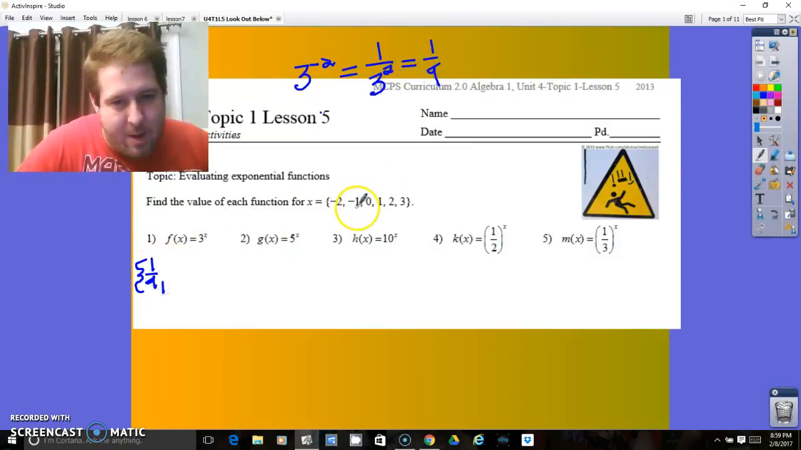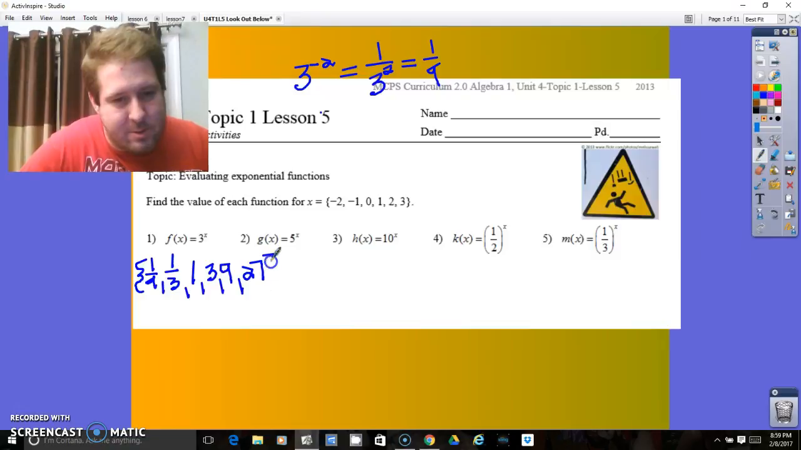And then you're going to see a pattern here. So to the negative first would be 1 over 3. And then the next one would be 1, and then 3, then 9, and then 27. 3 to the third power is 27. And what you're going to notice is that there's a geometric pattern here. So because all exponentials have a geometric pattern, it's times 3 times 3 times 3 times 3 times 3 times 3.